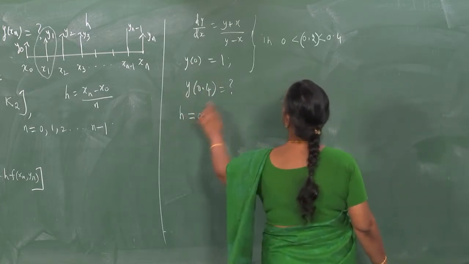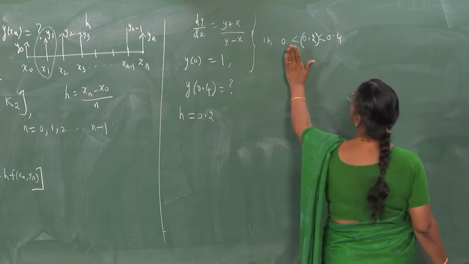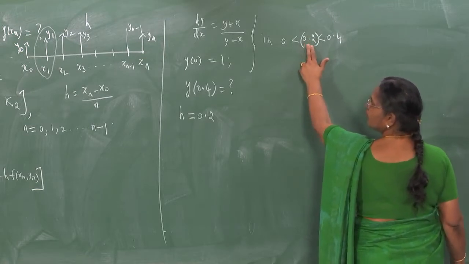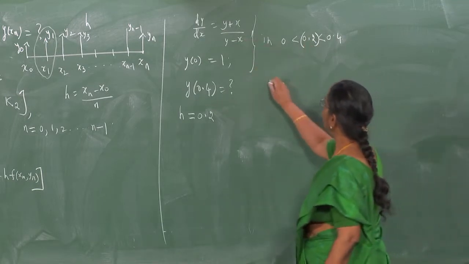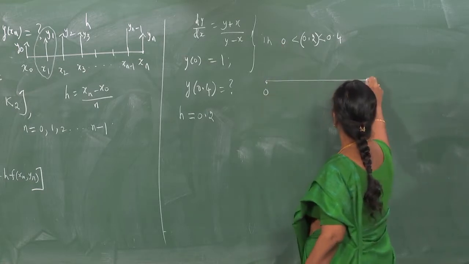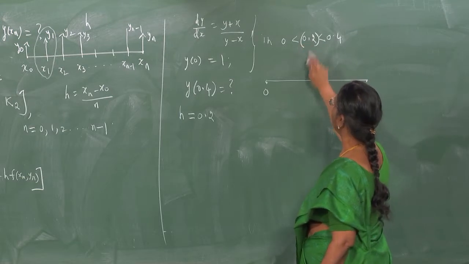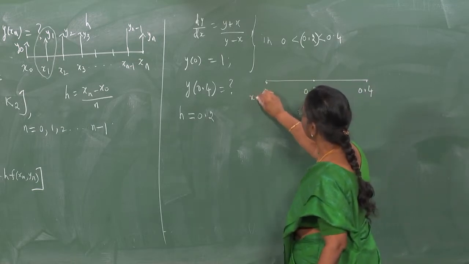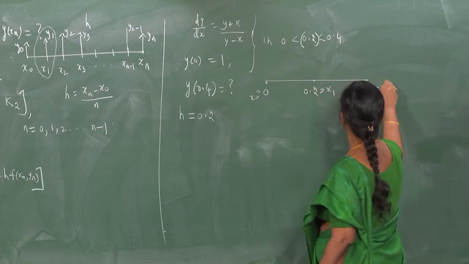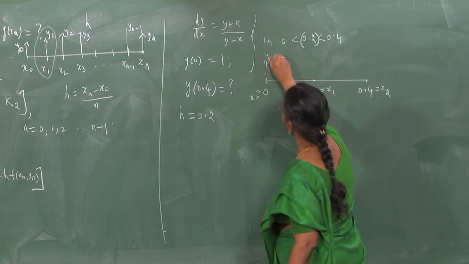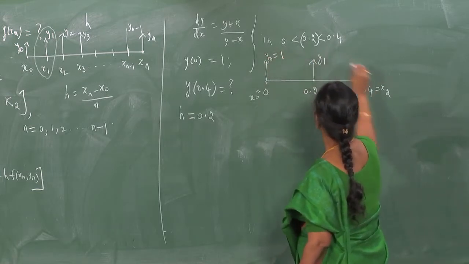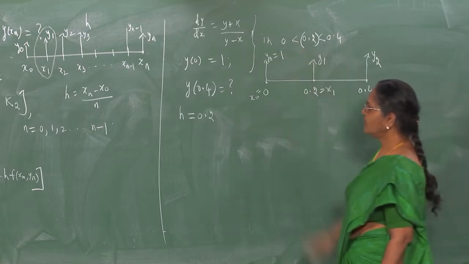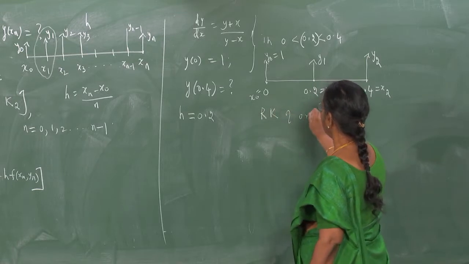Sometimes this will be worded like: solve this problem in 0 to 0.4 with step size 0.2. So, this indicates the step size that you need to take for solving this problem. So, you are asked to start at 0 and go up to 0.4 in steps of 0.2. So, you observe that 0.2 is the midpoint of this interval. So, your x0 is 0, your x1 is 0.2 and your x2 is 0.4. You have the information here and you are asked to get the information at x1 and x2, namely y1 and y2. And you are asked to solve this problem by Runge-Kutta method of order 2.